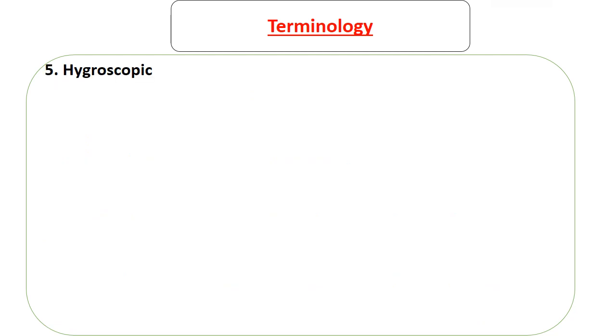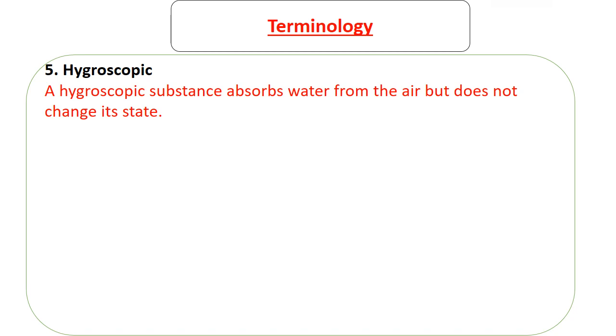Number 5 we have got, I think this is the last term. Yes, it is the last term. It's hygroscopic. So what does it mean? A hygroscopic substance absorbs water from the air but does not change its state. So the difference between deliquescence and hygroscopic is that in deliquescence the state changes, but in hygroscopic, it absorbs but its state does not change. What do I refer to by state? I'm talking about being a solid, liquid, gas. In hygroscopic, a substance will be able to absorb water, but its state won't change.